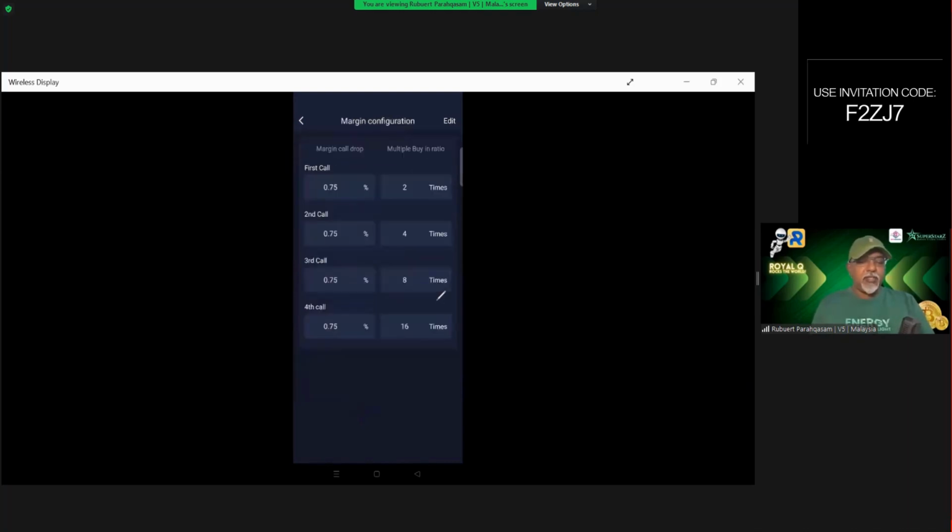So this is my margin configuration. Very tight, 0.75, 0.75, 0.75. Why? Because I'm looking at the charts for this particular coin pair, and when I was analyzing it, it may drop up to 3%. So I just wanted to go within this 3%. I'm doing one shot. I want to go in, take the profit, and then come out. And I'm using double up. This is my settings.